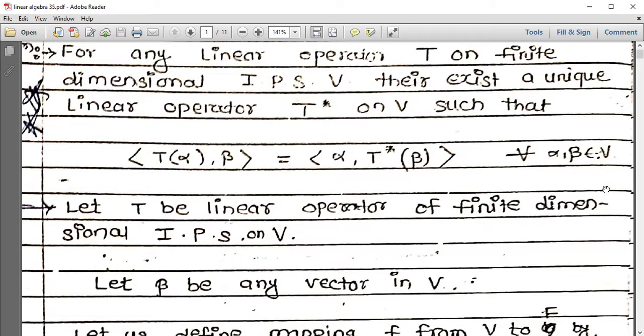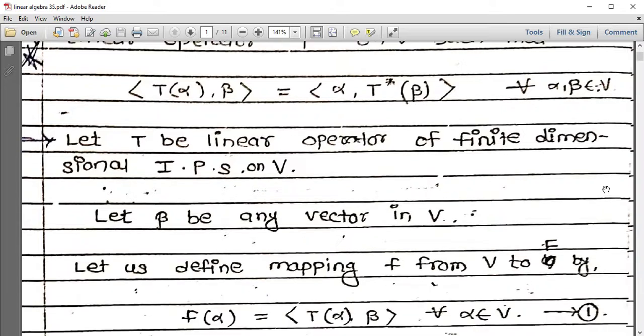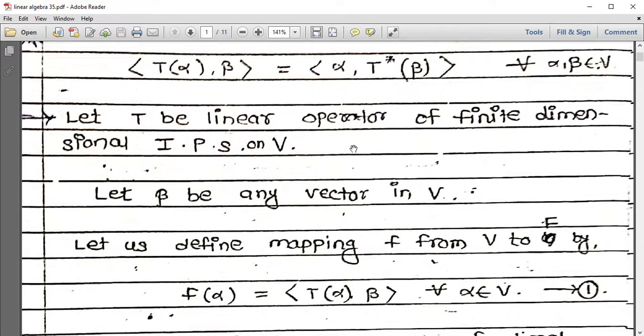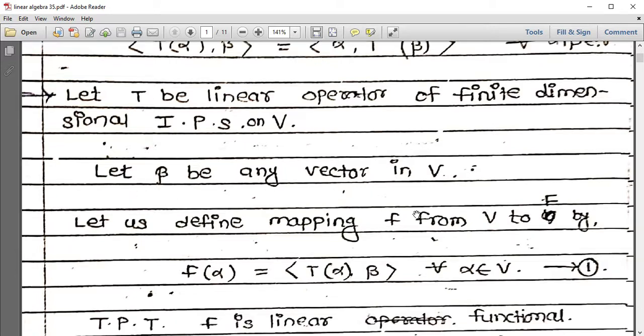Let us see the proof. Let T be a linear operator on a finite dimensional inner product space V. Let beta be any vector in V.